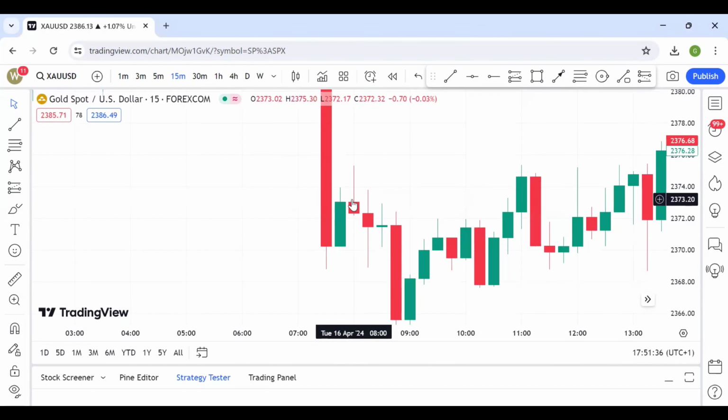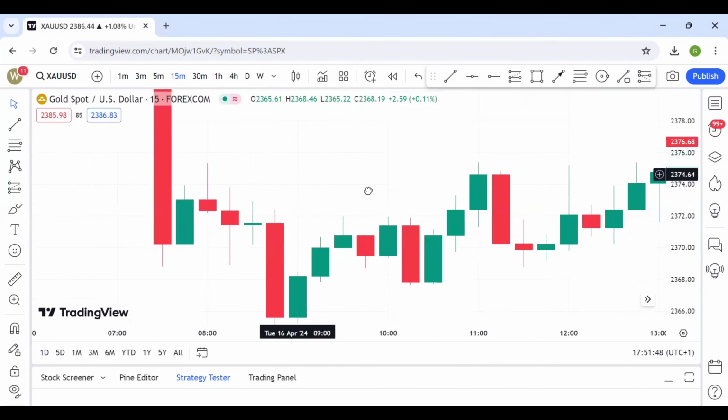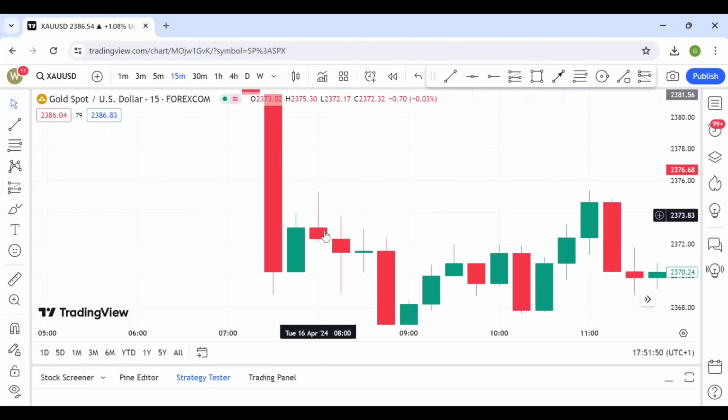So this shooting star pattern is formed by a single candle with a short body. You can see how short the body is. Let me expand it a little bit. You can see how short it is. Okay, like I said, the color of the candle does not matter. You can see this is a shooting star. This is also a shooting star. So the color does not mean anything. The color is irrelevant. This is a shooting star. This is also a shooting star.